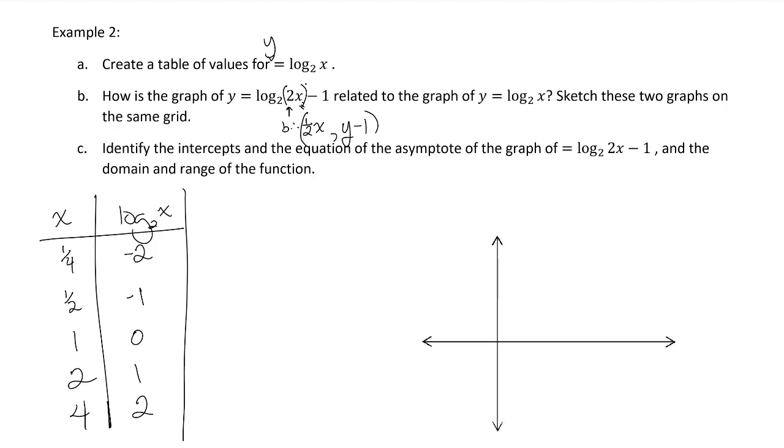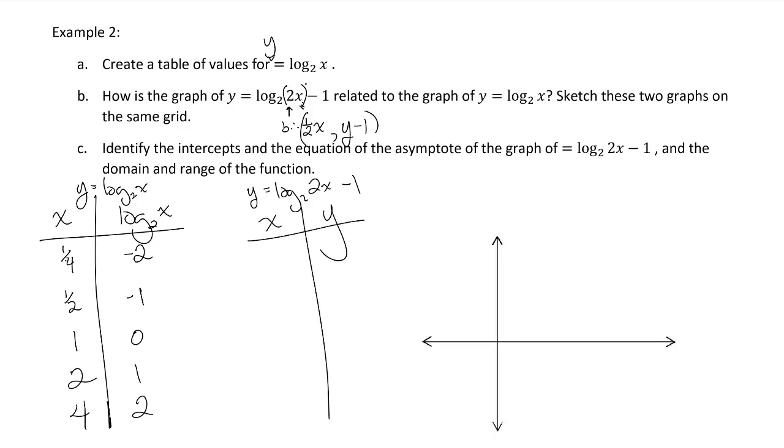So what would that look like now? Well, if this was our y equals log base 2 of x, my y equals log base 2 of 2x minus 1 would give me a very different table. How I'm going to do that is change my x's by multiplying them by half. So 1/8, a quarter, a half, 1 and 2 is how my x changes based on this. My y is going to go down by 1, so -3, -2, -1, 0, and 1 are what those points are going to look like.